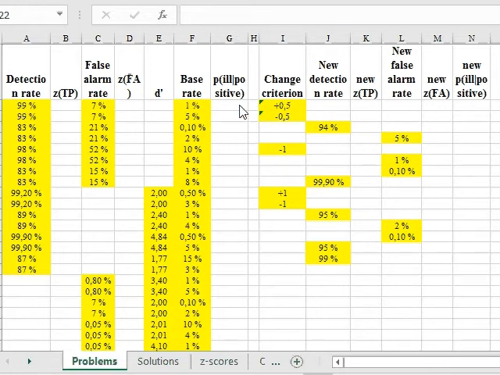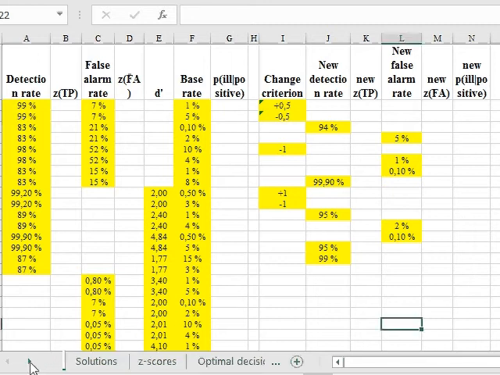So assuming that there is some condition being tested in a population, or someone from a population where that condition exists at a 1% rate, that base rate here, there is a positive test result with a detection rate of 99% and a false alarm rate of 7%. What is the probability that that person is actually ill given that positive test result?